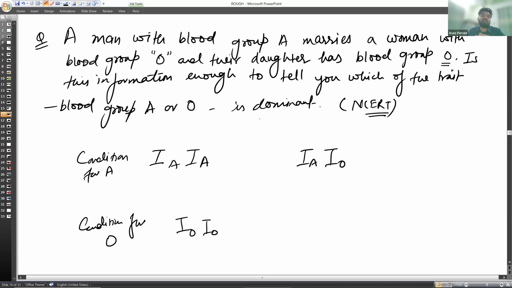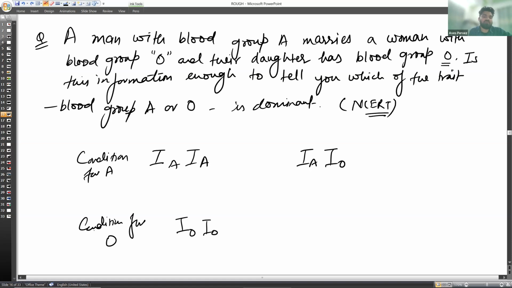So if I ask you that a man with blood group A marries a woman with blood group O, and their daughter has blood group O, is this information enough to tell you which is dominant or not? No. Actually A is dominant over O, but this is not sufficient data. How can we say this? For condition A, we have IAIA and we have IAIO.